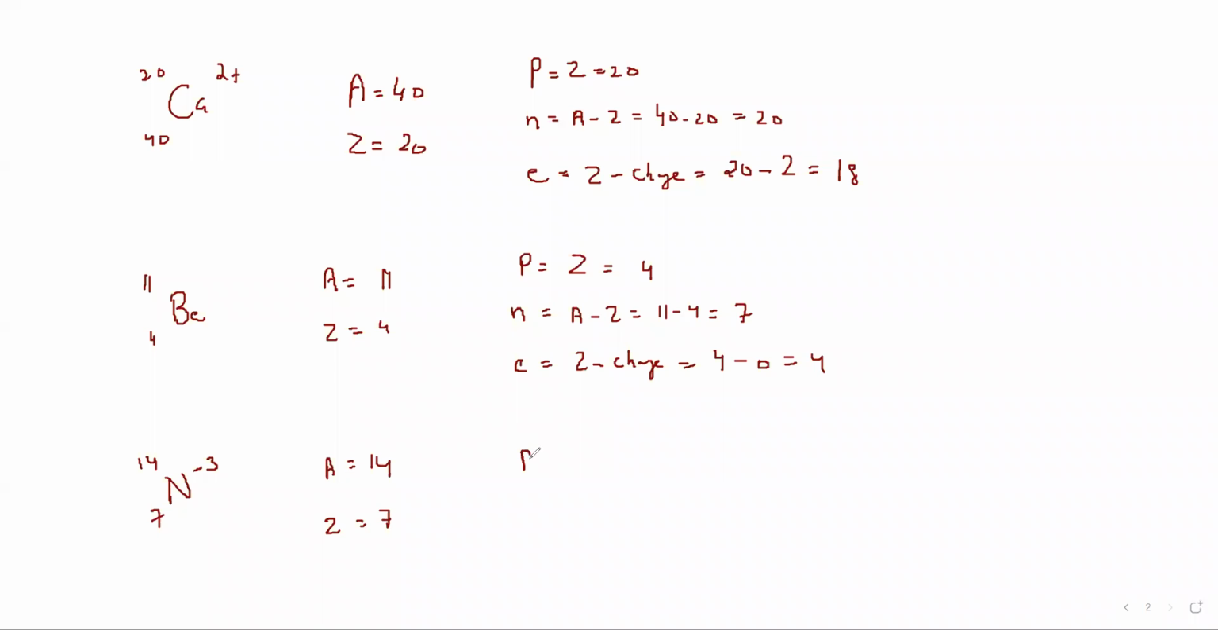How many protons are there? Proton number is given by Z. That is equal to 7. Neutron number is equal to A minus Z, the difference. So it will be 14 minus 7. That is also equal to 7.